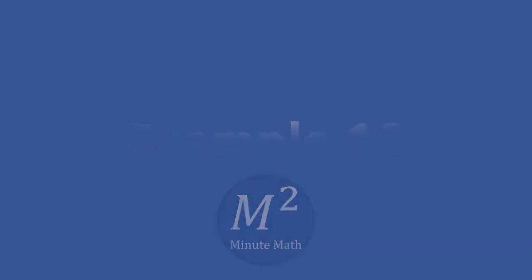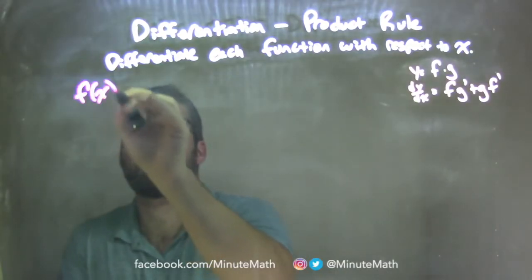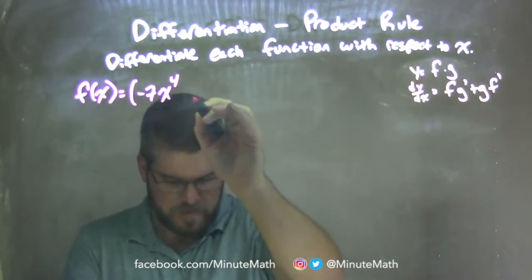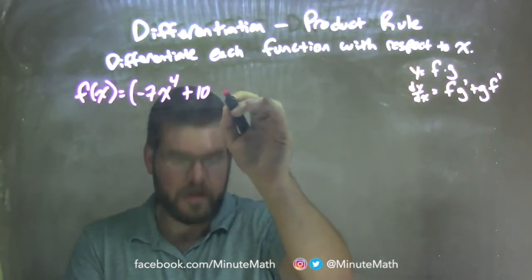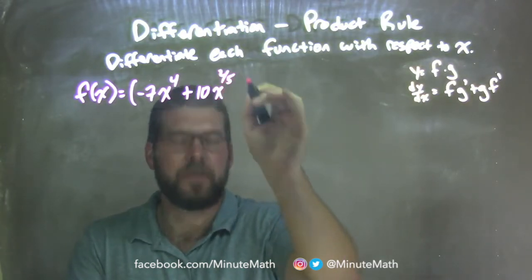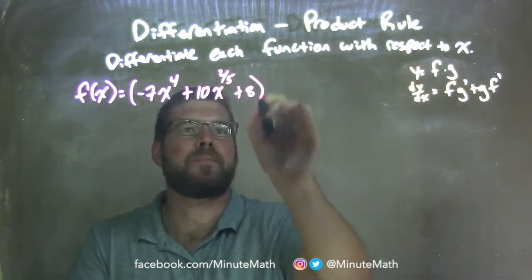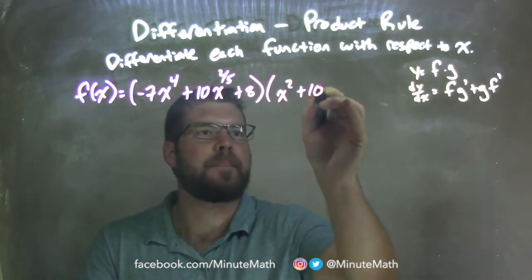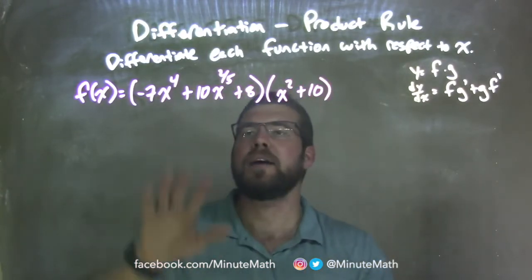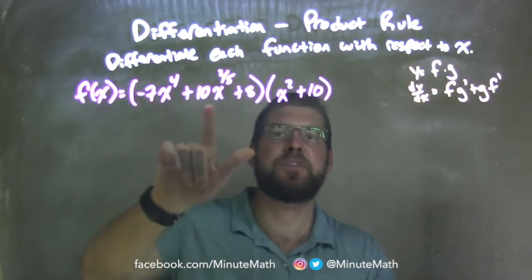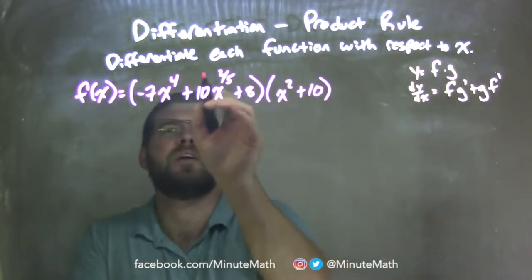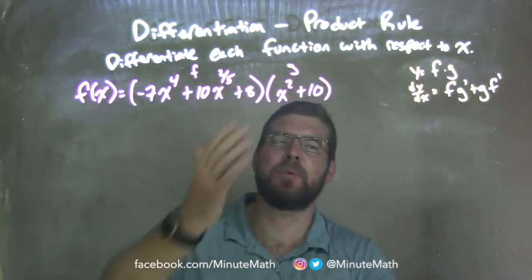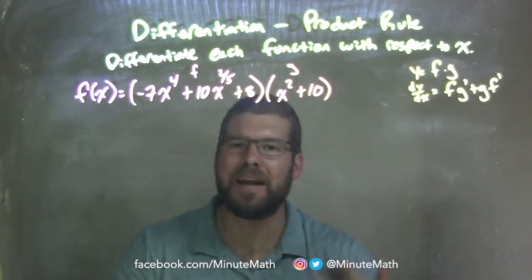f of x is equal to negative 7x to the fourth plus 10x to the 2/5 power plus 8, times, second parentheses, x squared plus 10. Okay? Well, I see my big function here, I can really break down to be two smaller functions. The first one being f, the next one g. And they're being multiplied together. Since f is being multiplied by g, I can apply the product rule when I take the derivative.